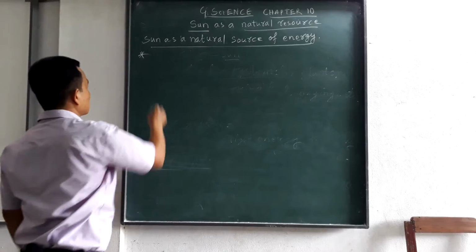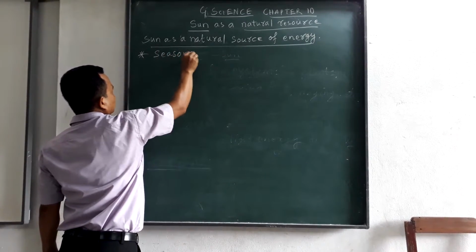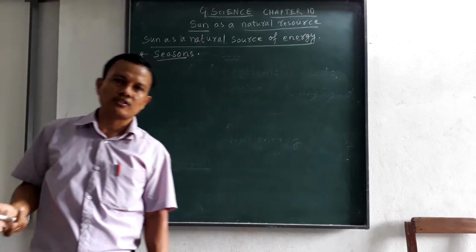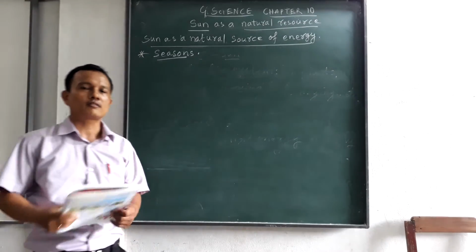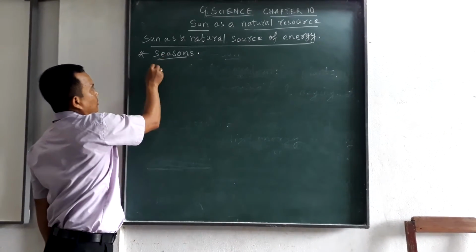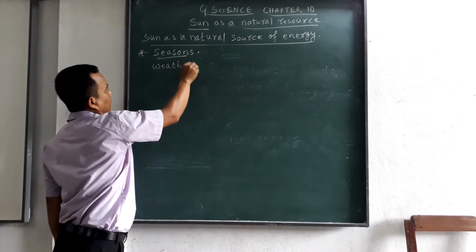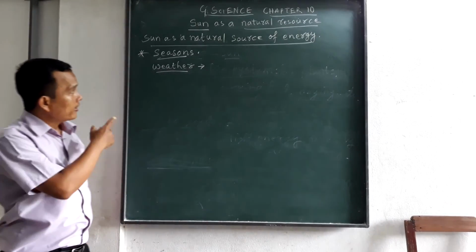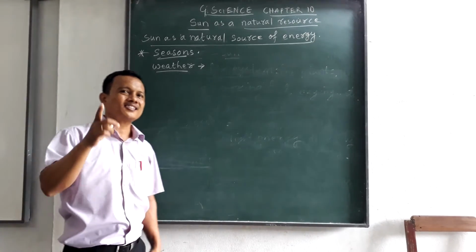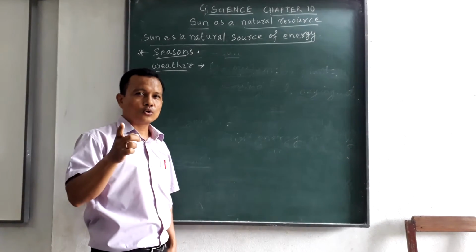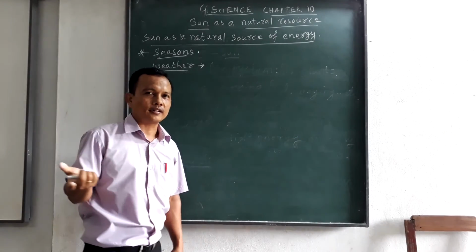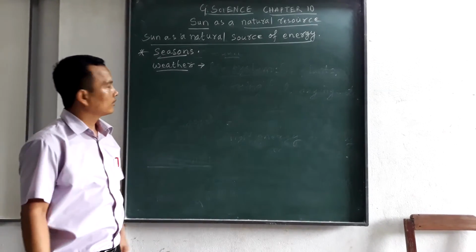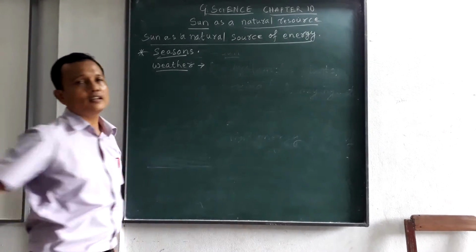The next point is seasons. Do you know what seasons or weather are? Why do they change and what do they affect? We will discuss in detail. Actually, it is good to know weather first. What is weather? Yes, the different conditions such as hot, cold, dry, cloudy, rainy in our surroundings over a short period of time are known as weather.